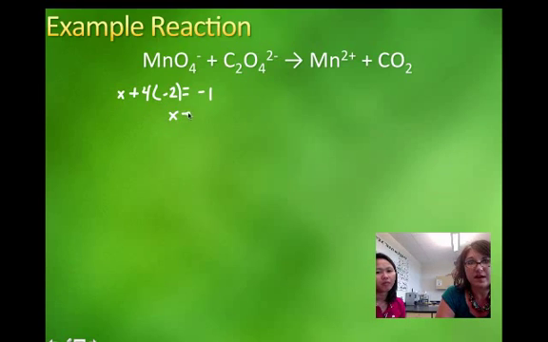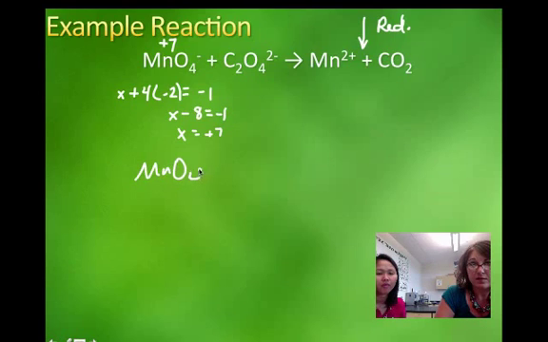So I have here x minus 8 equals -1. So we know x is equal to +7. That's what manganese has for its charge. Okay, so now compare that to manganese on the other side. It's a +2. Right, so it went down. That means it was reduced. Remember, LEO says GER: gain of electrons is reduction. So we know that manganese in the permanganate had to gain electrons to turn into this manganese ion.